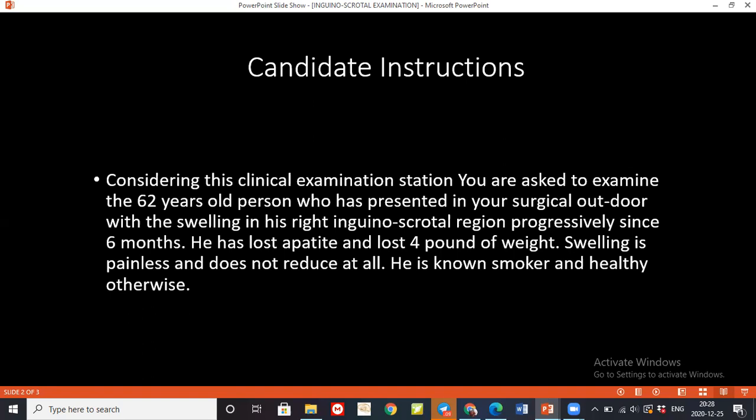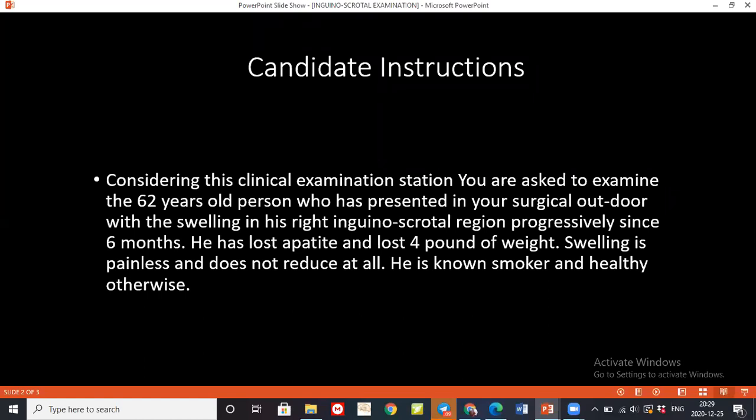The management, after examination and investigation, is classified into open and laparoscopic. Open is mesh repair, and laparoscopic is indicated in recurrent or bilateral inguinal swelling. Okay. Can you please tell me what are the types of repair?